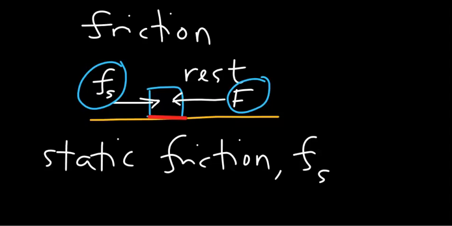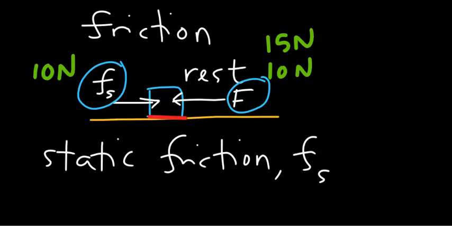If you're pushing the block while it is at rest with, say, 10 newtons, the block isn't moving, so the static friction at that moment is also 10 newtons, opposing that F. If you slightly increase it, let's say to 15 newtons, the static friction will increase to 15 newtons. To 20 newtons, it will also increase to 20 newtons. But this does not go on forever. There is a limit. And that limit depends on two things.